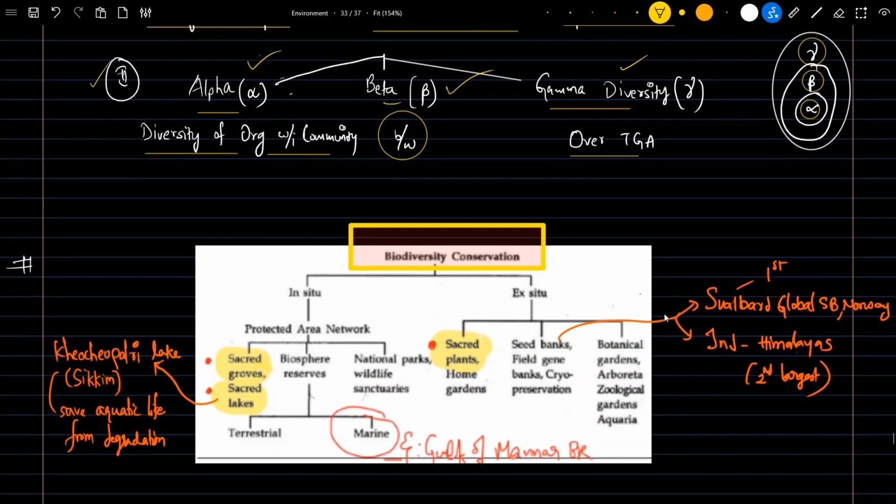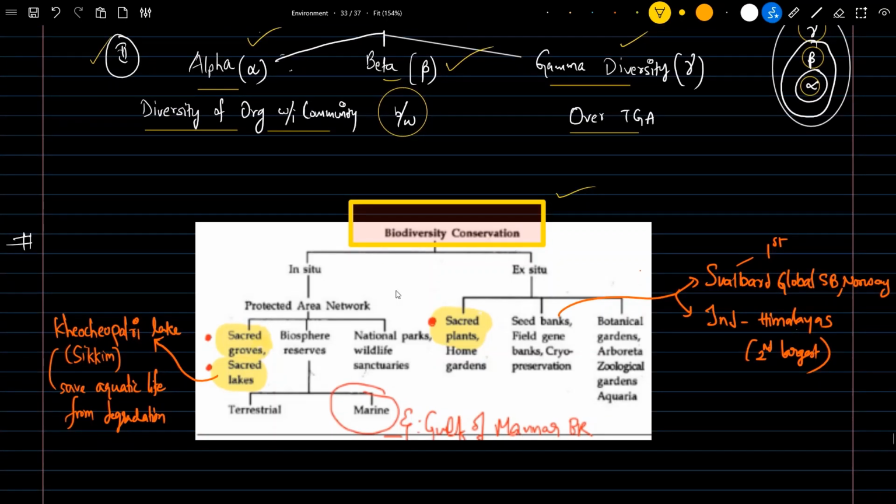Next, biodiversity conservation. There will be two types: in situ conservation and ex situ conservation. In situ conservation means nothing but a protected area network. It may be of different types, like sacred groves and sacred lakes. This is an example of a sacred lake which is present in Sikkim. Here, this lake is being protected by Hindus and Buddhists in Sikkim, and the purpose is to save the aquatic life from degradation.